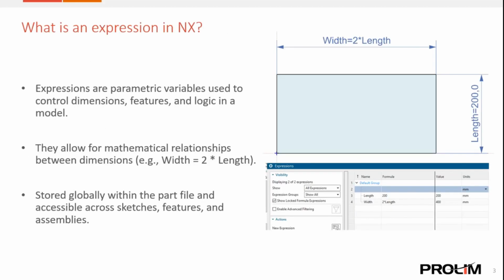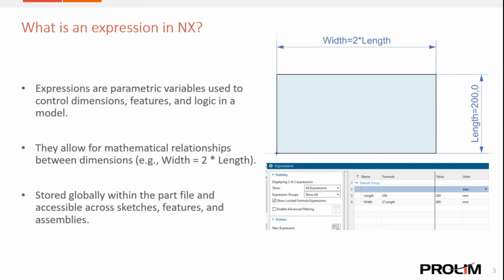Now, what is an expression? Well, expressions in NX are essentially named variables that control model behavior. You can think of them kind of like an Excel cell for your 3D model. Once you assign a value or a relationship, that parameter can drive other dimensions. What makes this powerful is that the expressions don't just stay in the sketch, they're global. So whether you're modeling a hole, a pocket, or even an assembly constraint, you can use and reuse expressions throughout.